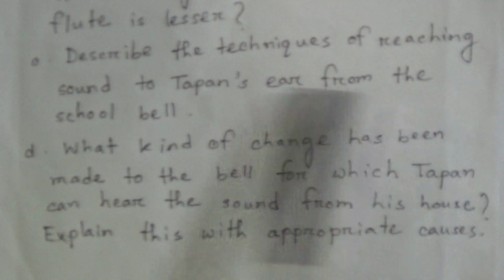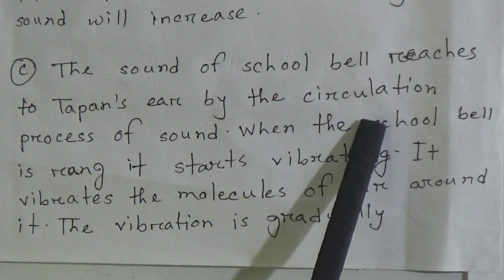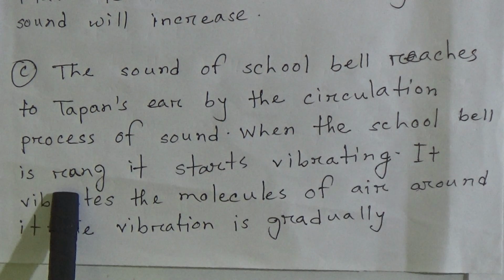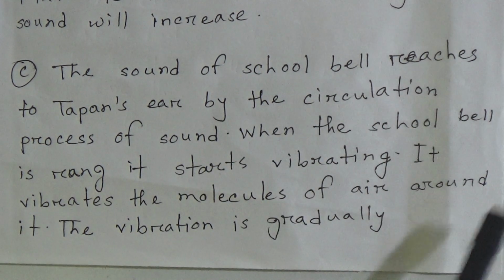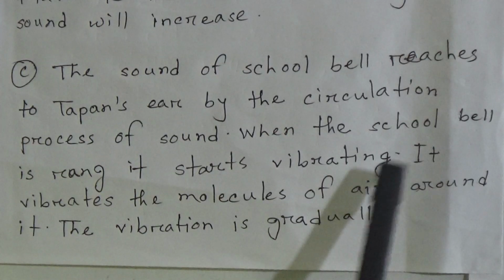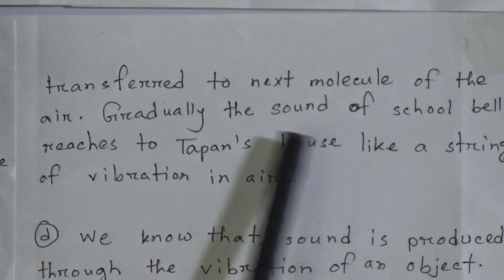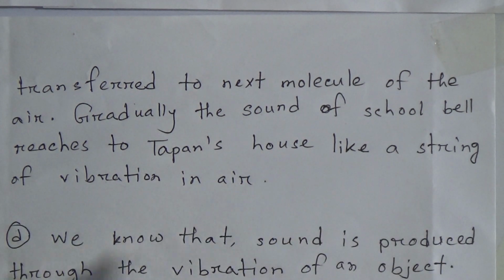Okay, now question number C. Describe the techniques of reaching sound to Tapan's ear from the school bell. The sound of the school bell reaches Tapan's ear by the propagation of sound. When the school bell is rung, it starts vibrating and it vibrates the molecules of air around it. The vibration is gradually transferred to the next molecule of the air, and gradually the sound of the school bell reaches Tapan's ear like a chain of vibration in air.